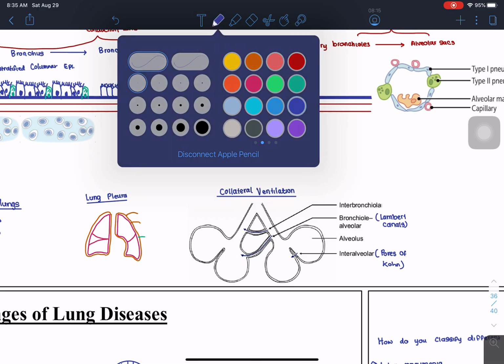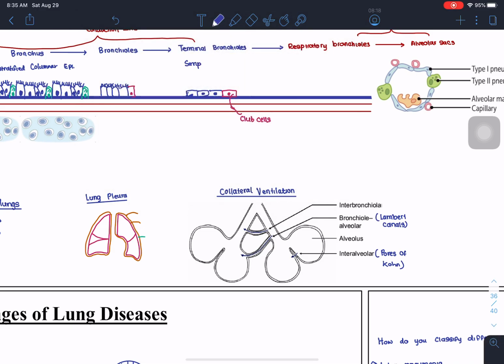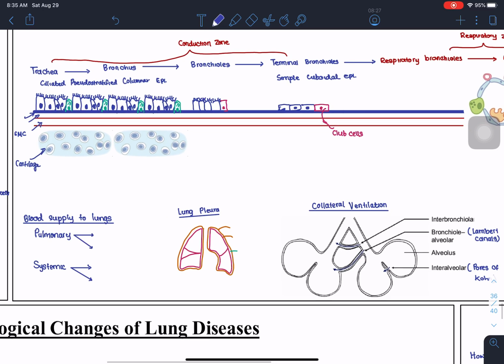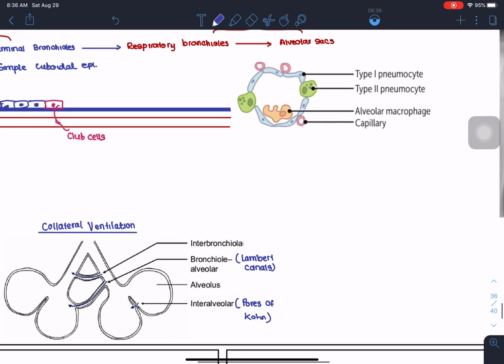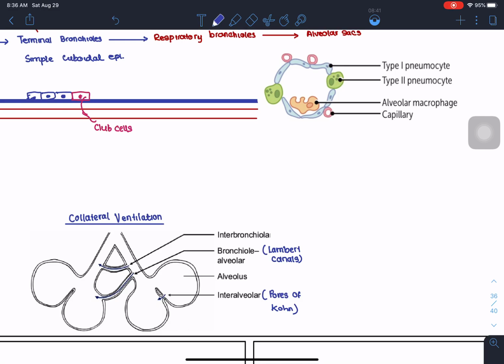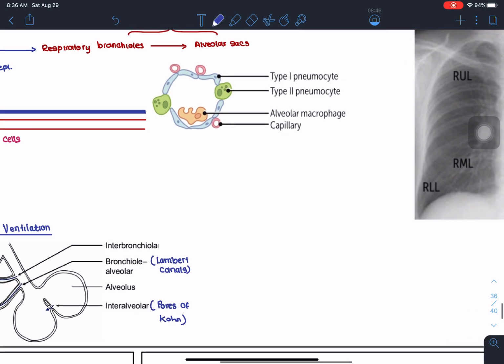So simple columnar. The main thing I want you to know is, as you go further, the diffusion distance decreases. So once you come to the alveolar sac, these are just simple squamous epithelia. This is basic histology.